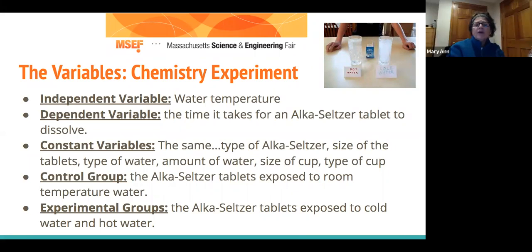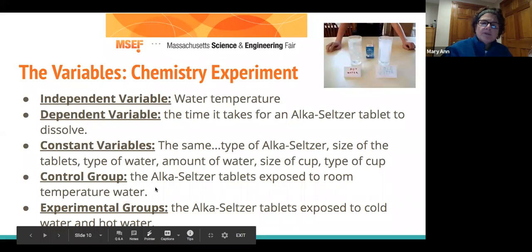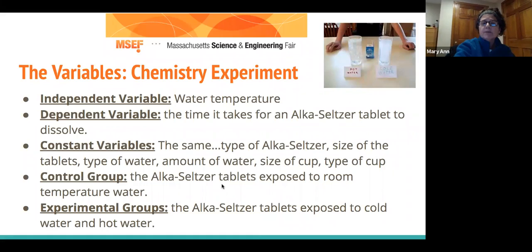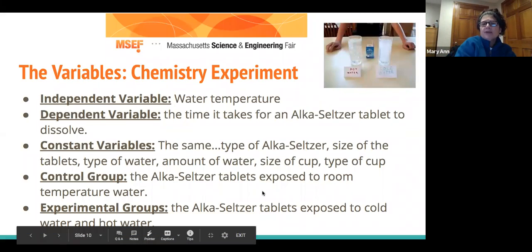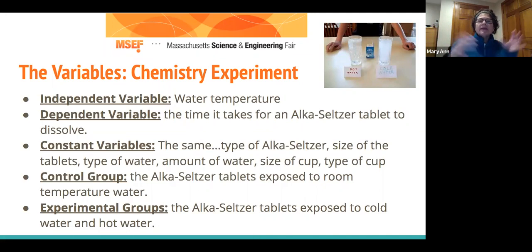No, that's fine. I like the word group just because it's a group of tablets, because you're going to have to repeat this many times. So if you do 20 trials of each, the room temperature, the hot and the cold, then your control group is the 20 tablets that just got room temperature. So it's like a little group, or your control group would be the group of plants that just got room temperature water. Because you wouldn't just use one plant, right? You wouldn't just use one Alka-Seltzer tablet.